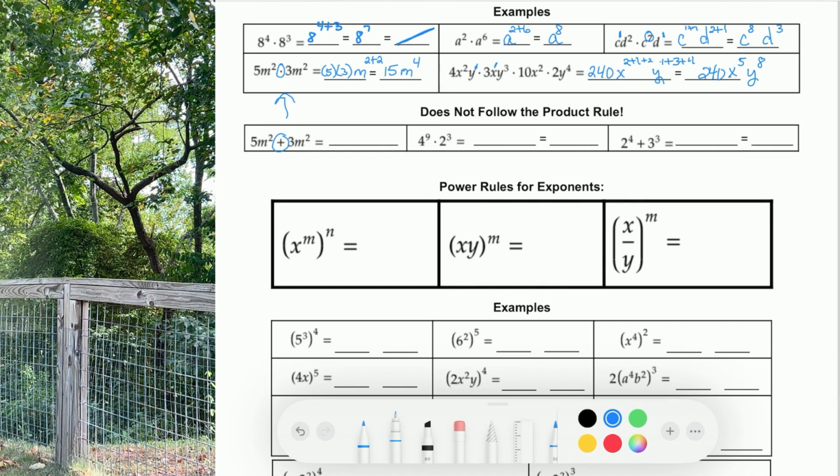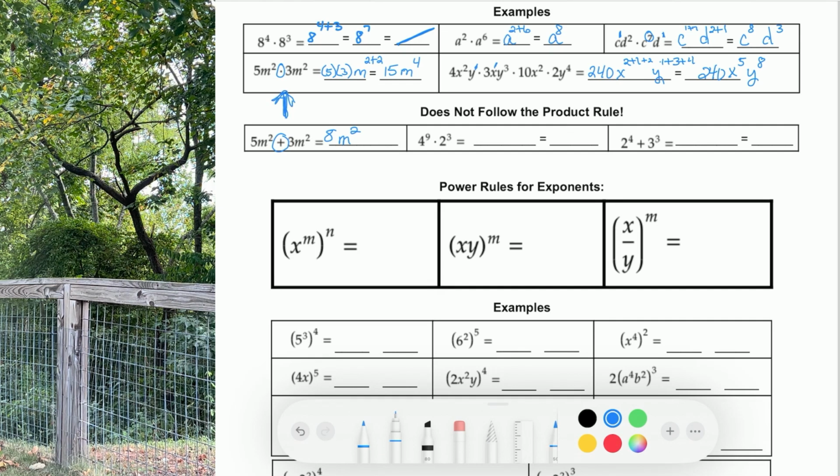So what we would do is say 5 plus 3 is 8. And then we keep our m squared. Remember, when you're adding values with exponents, first off, they have to be like terms. The m's have to be the same and the exponents have to be the same. And you keep them the same. You don't actually add them. So make sure you pay attention to the difference between these two problems. Okay, so these are different rules.